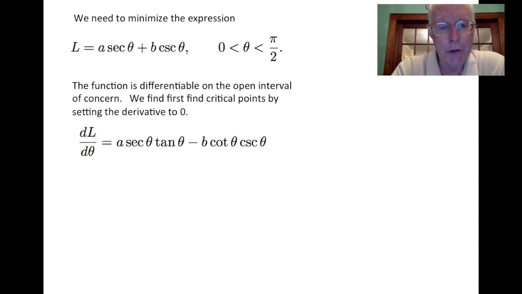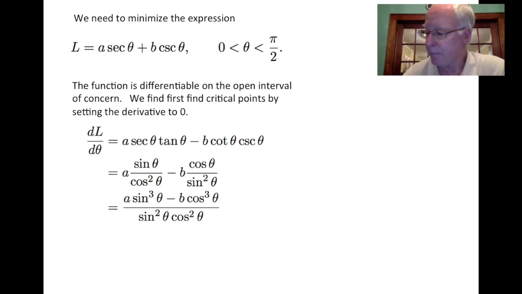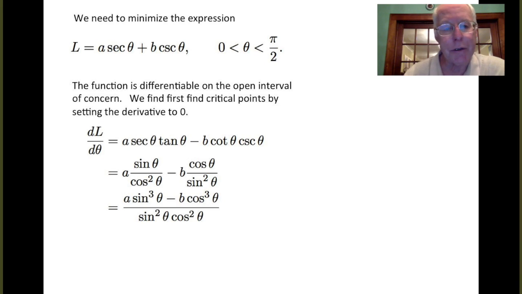So going back to our differentiation formulas, the derivative of secant is secant times tangent, and the derivative of cosecant is minus cosecant times cotangent. So there is our derivative of L with respect to theta. And do a little work with this. If we convert things to sines and cosines, the secant is 1 over cosine, the tangent is sine over cosine. The first expression gives that. And likewise, cotangent over cosecant becomes cosine over sine squared.